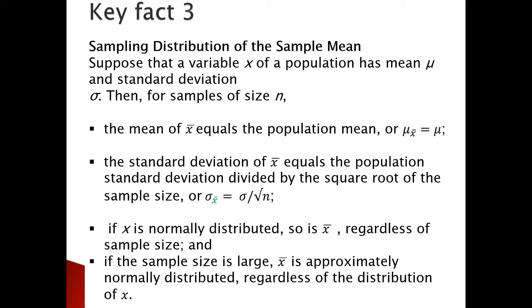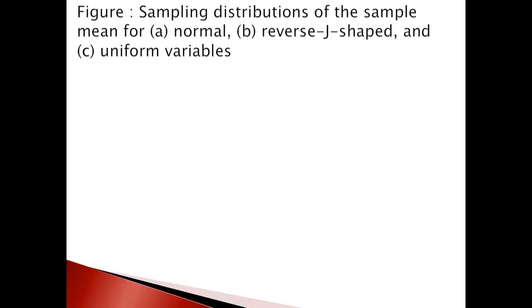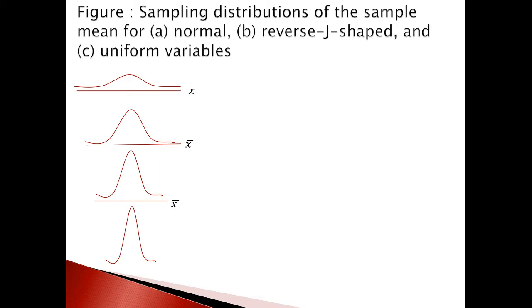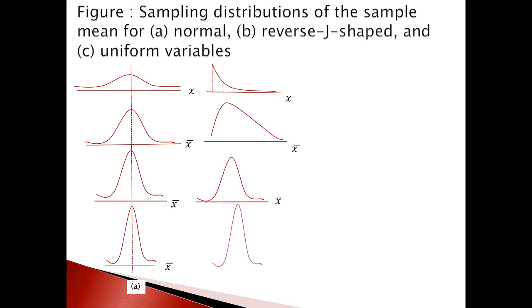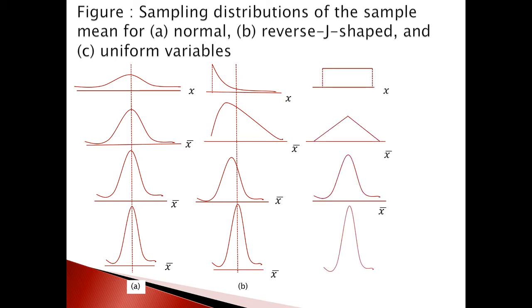In the next slide we are going to see some figures. In figure A there are 4 figures. In figure B there are also 4 figures. In figure C there are also 4 figures. Figure A is for a normal distribution, figure B is a reverse J-shaped distribution, and figure C is uniform variables.